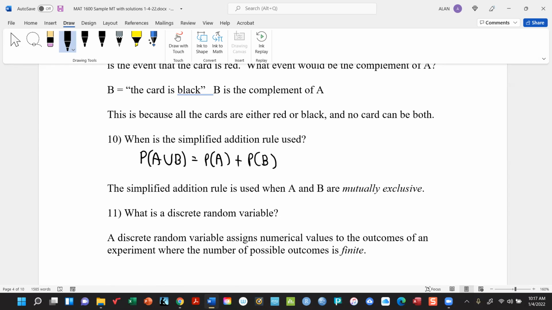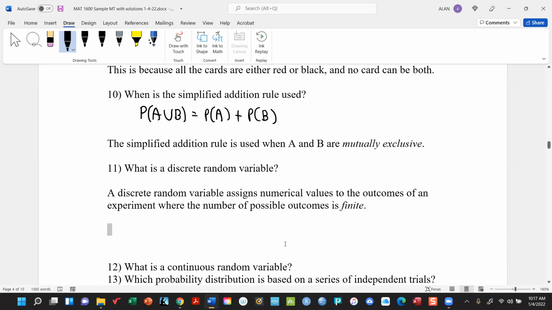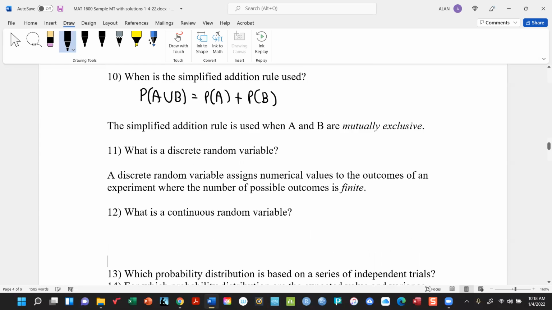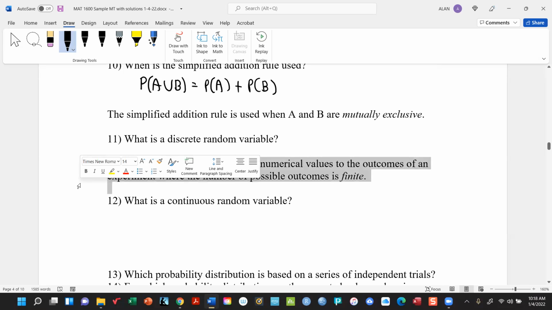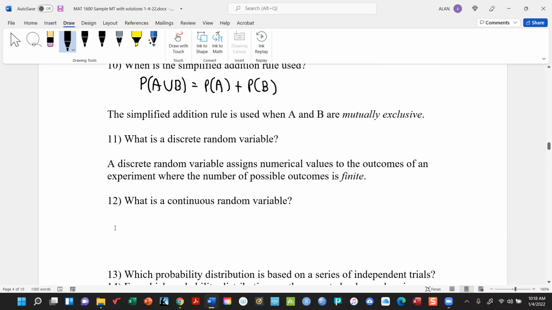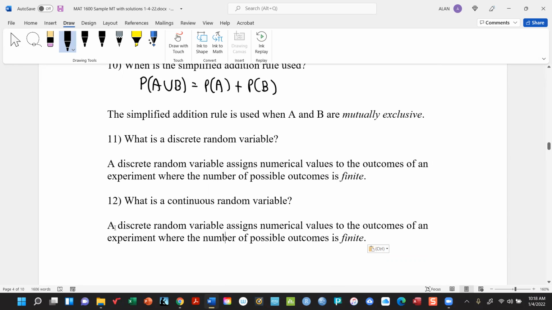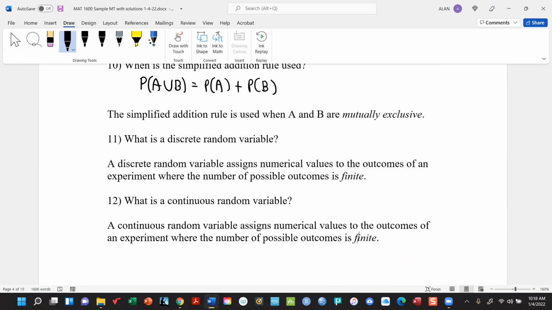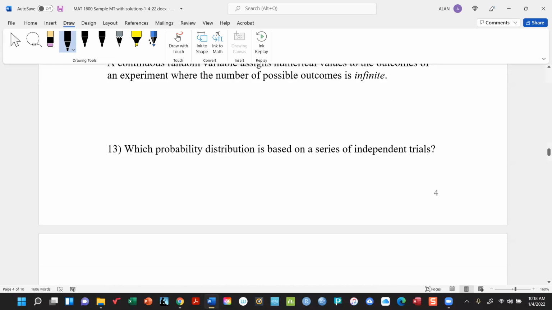Okay, now for question 12, we're going to ask about the continuous random variable. So for that, I only need to change one word. And since I'm using a word processor, I'm going to take advantage of it. All I need to change is this last, oh, actually, I forgot. I need to change this to infinite. That's the only difference, finite versus infinite. All right.